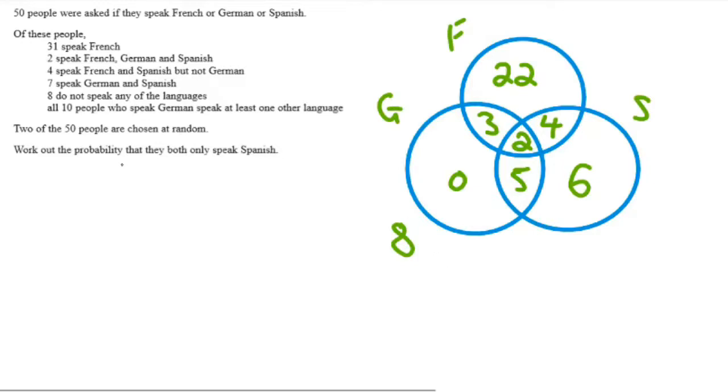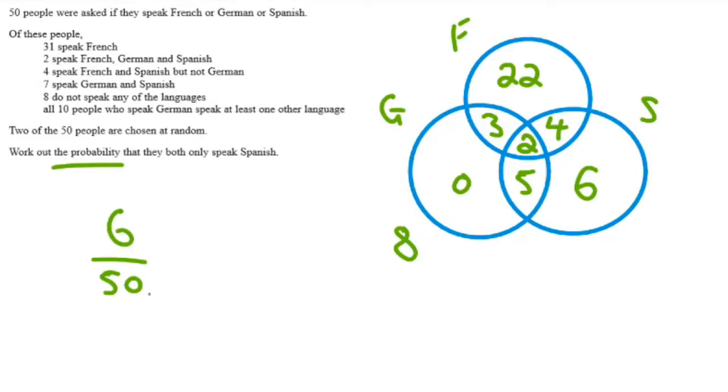It asks for those specifically for the probability. That has to be how many fit this criteria out of everyone. That's therefore 6 out of 50. We're not just after the probability of getting one student, though. We're after 2, with both of them only able to speak Spanish. This here is just the probability of getting 1 student.